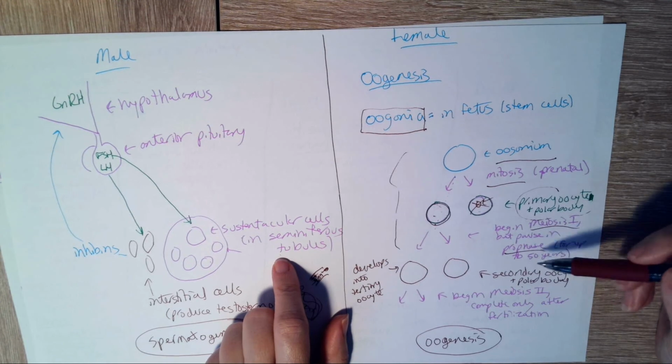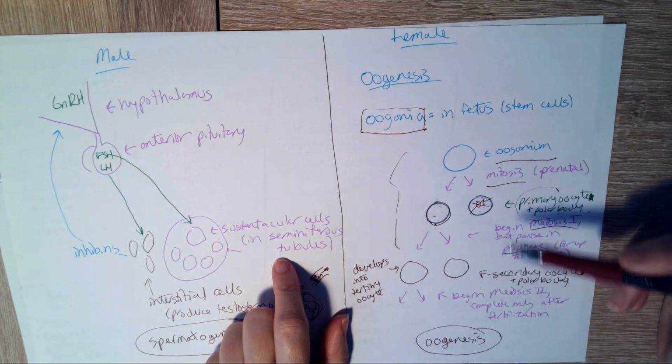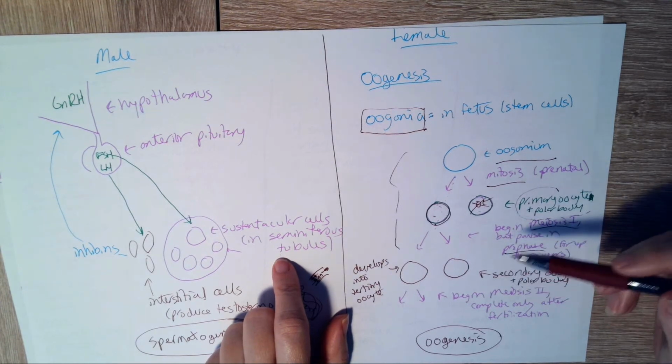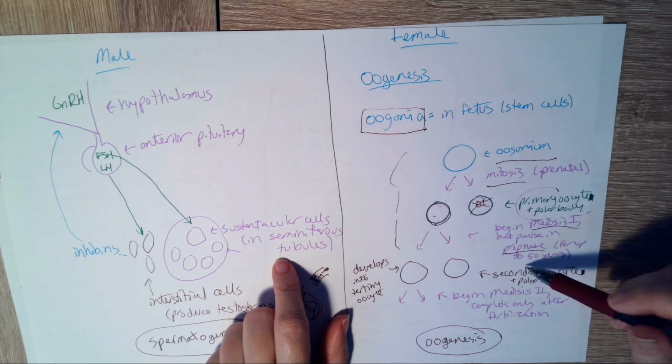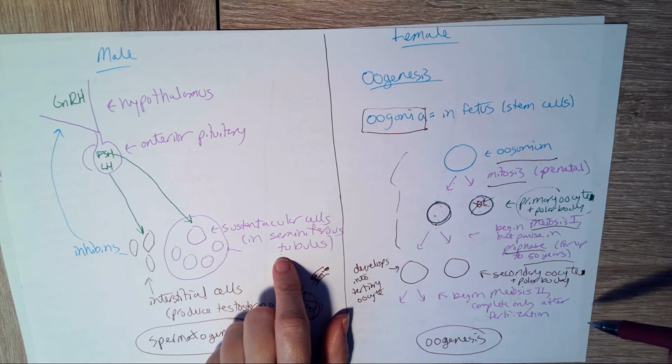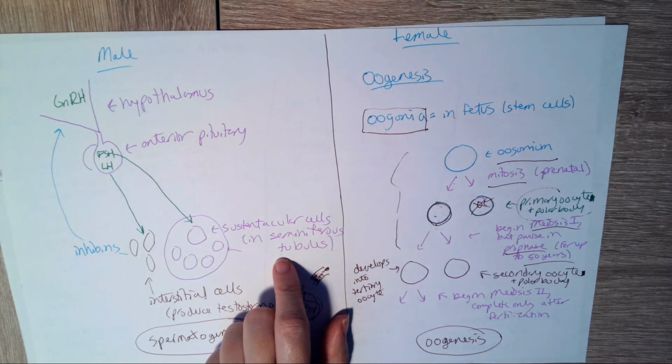About once a month or so. So in a cycle of a month, the female monthly cycle. Some of these primary oocytes can be just sitting there hanging out in the middle of prophase 1 for up to about 50 years, which is when menopause happens, and then no more finishing of meiosis 1 after that.